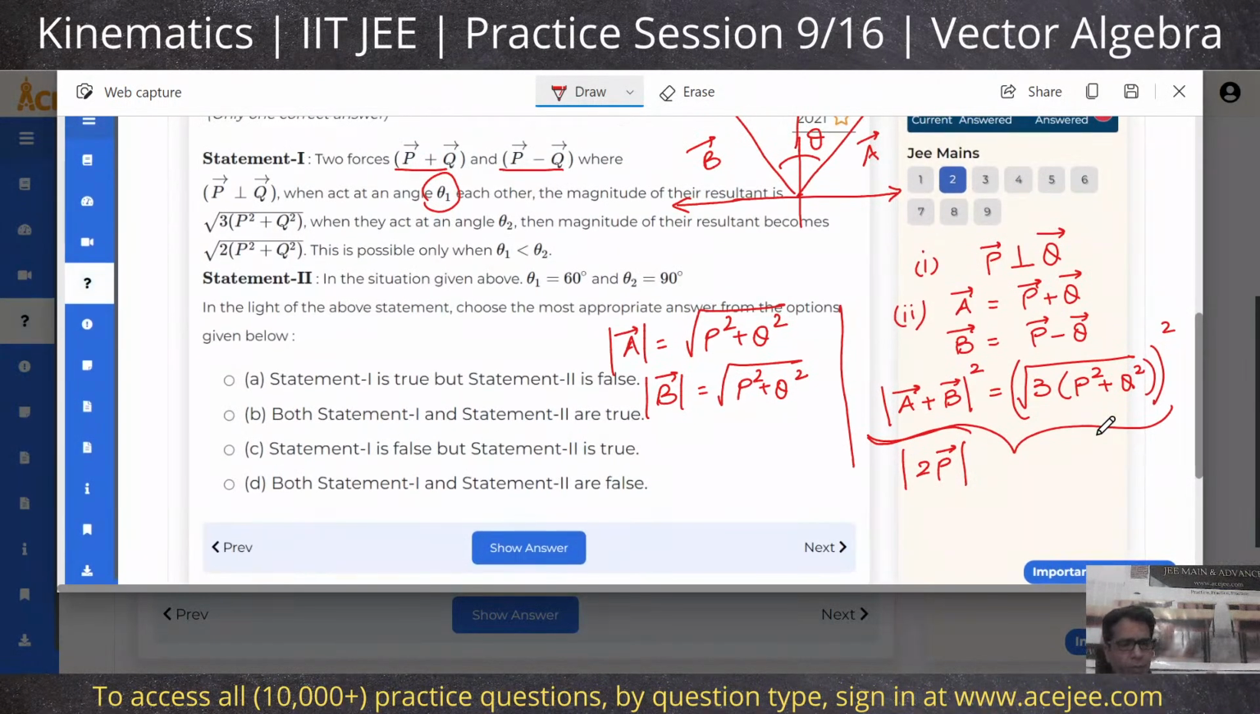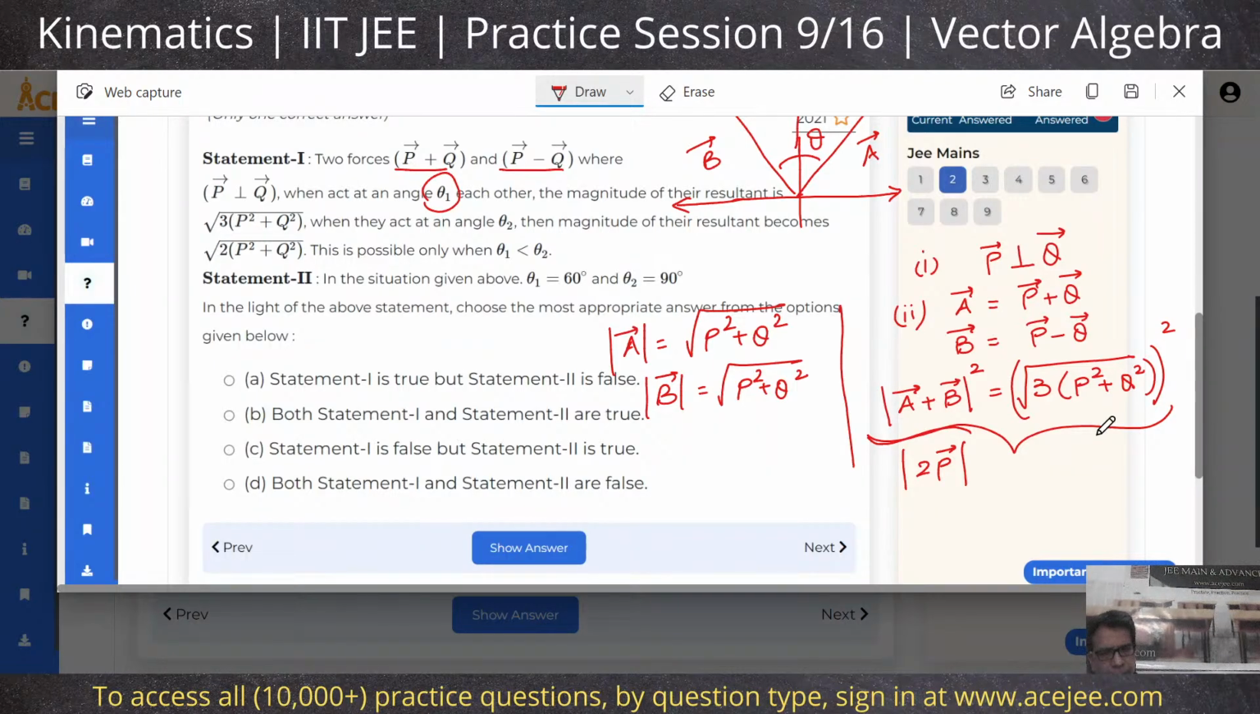Okay, just tell me one thing. If I look at this vector A, I wrote this as P plus Q vector, that is correct, right? And B is P minus Q vector. Their resultant vector would be A vector plus B vector, correct? I can write it like that. So if you write it like this, it becomes equal to 2P, or 2P square.